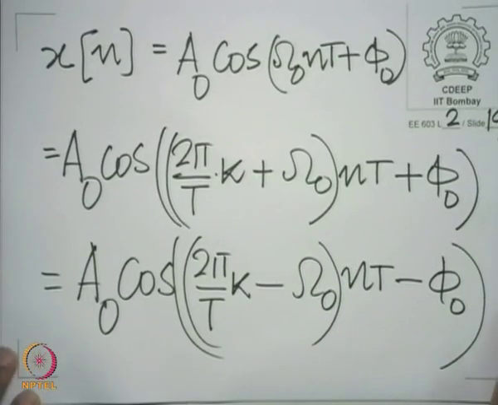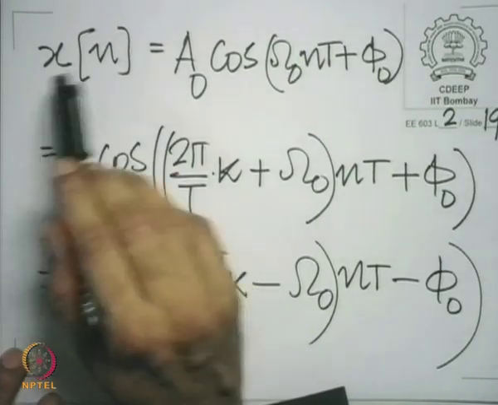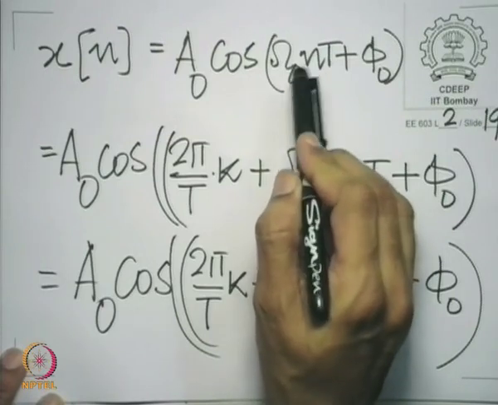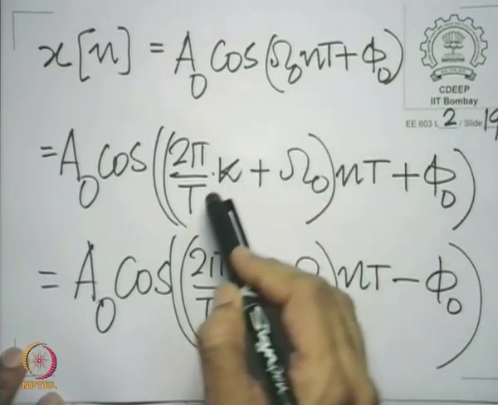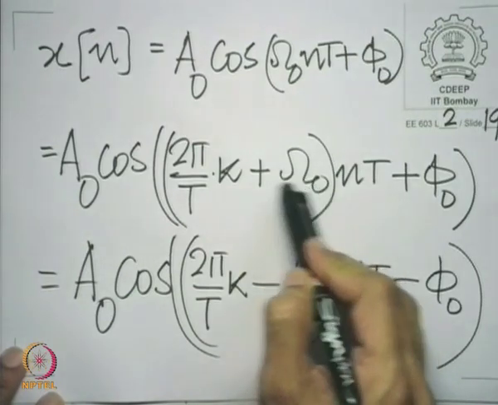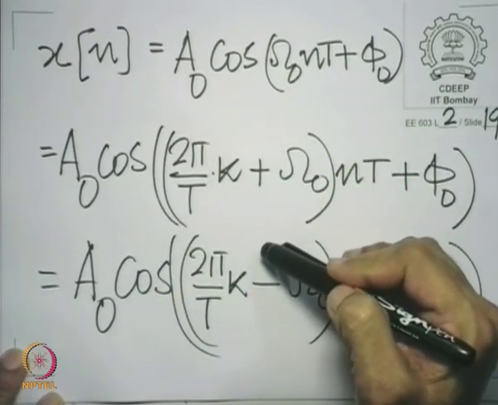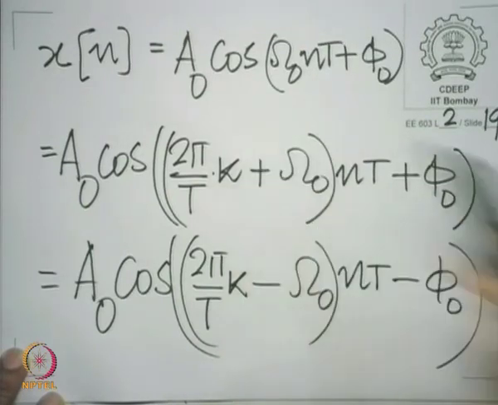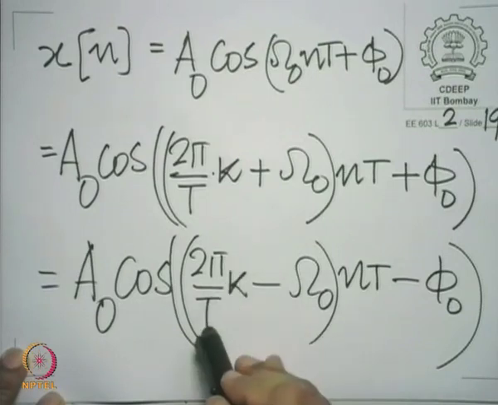Let's look at this expression, this series of equations, a little more carefully here. What are we saying in this series of equations? We are saying that this stream of samples x of n could have as well come from the original sine wave, whose frequency is capital omega naught. It could have as well come from another sine wave whose frequency is capital omega naught plus 2 pi by T times k, and k can be any integer. So k could be 1, 2, 3, minus 1, minus 2. Anything that you like.